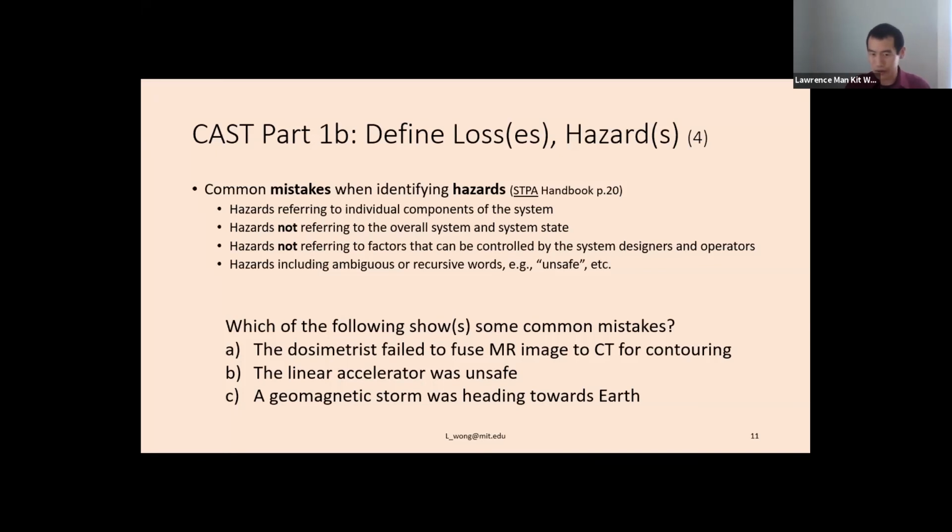And similarly, this also applies in option B here. The linear accelerator is one piece of equipment that is used in radiation oncology, and it is too much in the weeds if we use that as a hazard statement. Statement C is a situation that we have no control over. It may be something we should keep in mind as to whether it had an impact on the incident, but to have that as a hazard statement for our system is not going to be very useful here.